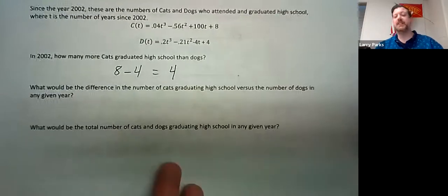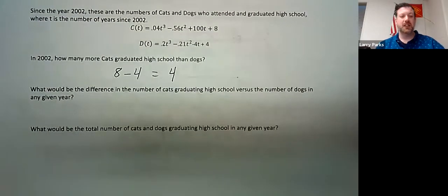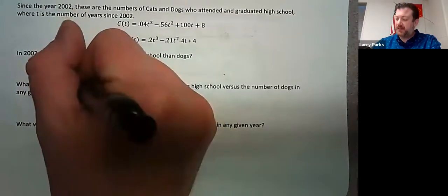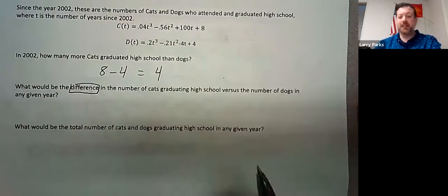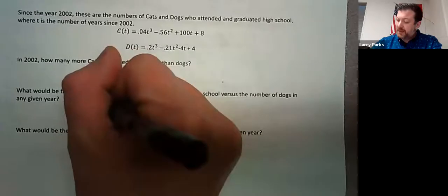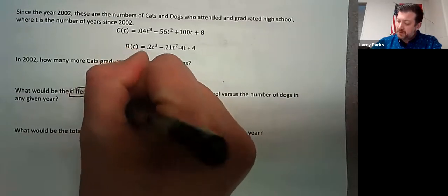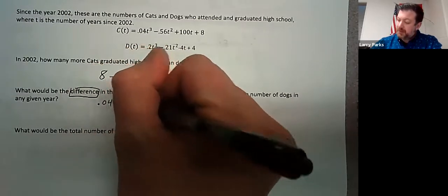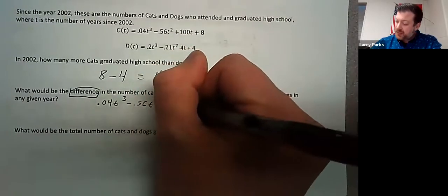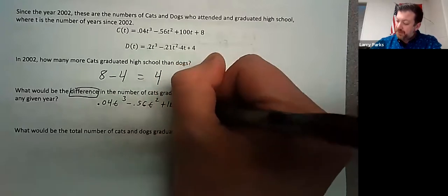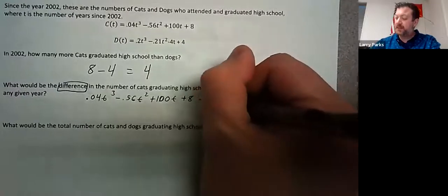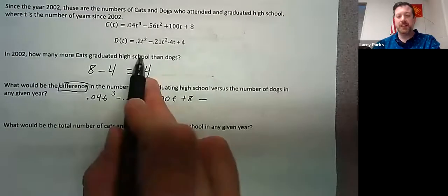Now, what would be the difference in the number of cats graduating high school versus the number of dogs in any given year? A keyword: difference. So they want me to subtract these. So they want me to take 0.04 t cubed minus 0.56 t squared plus 100t, plus 8. And they want me to take away, so that's the cat function, they want me to take away the dog function.